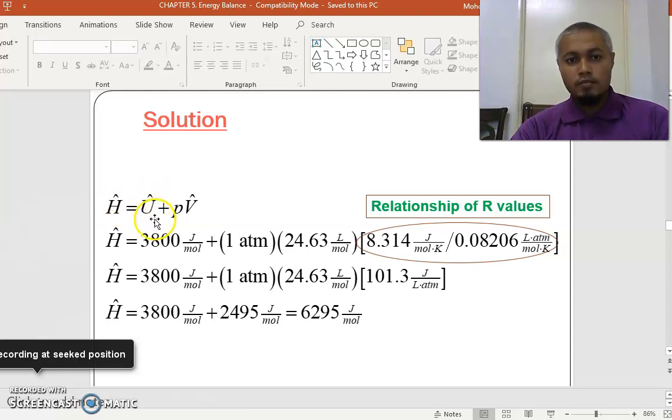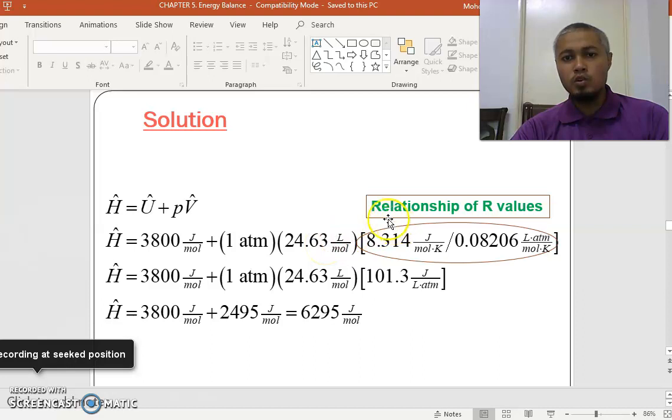You already have internal energy, which is given in the question. You already have pressure, which is 1 atm. You have the specific volume, which is 24.63 liter per mole. You can find the enthalpy by converting the unit for this situation, because this is not in SI unit and also this is not in SI unit.